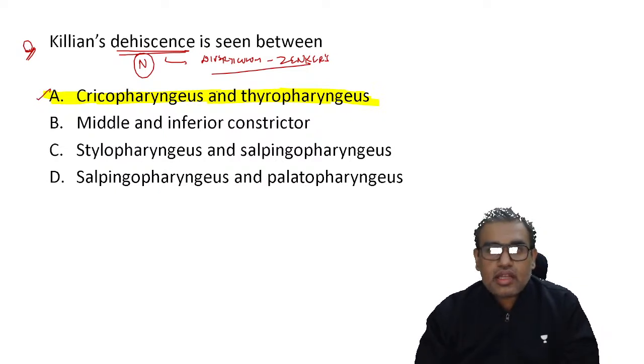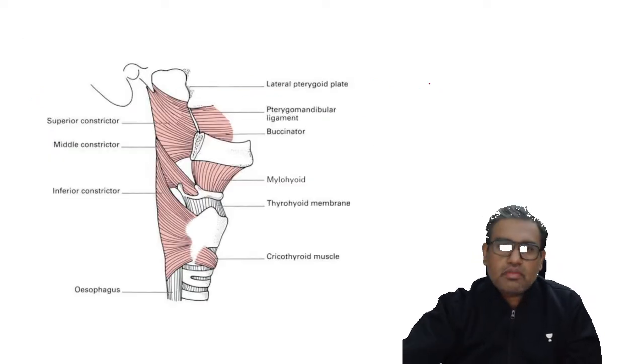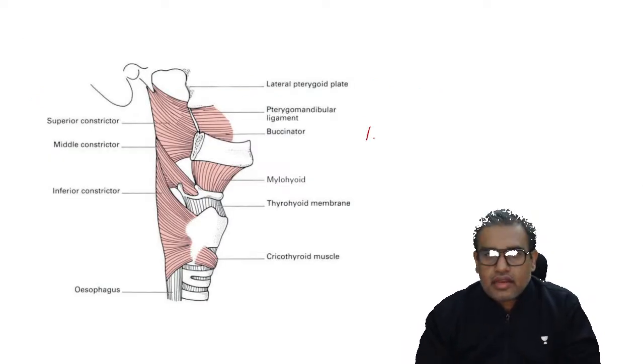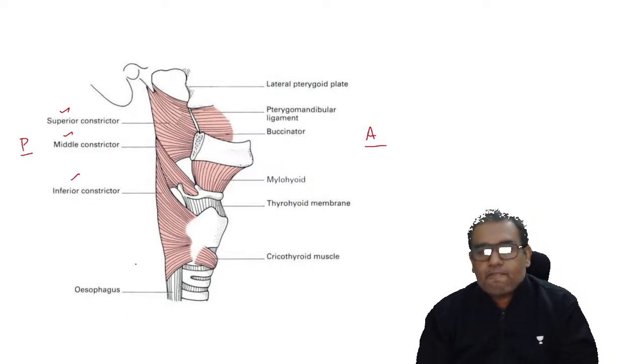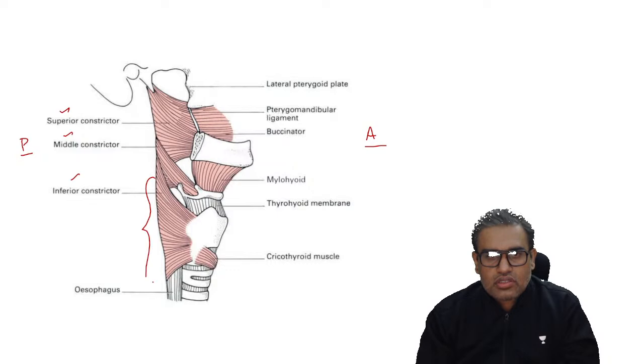Answer is between cricopharyngeus and thyropharyngeus. Both are parts of the inferior constrictor. An image might help us. That is anterior, that is posterior; superior, middle, inferior constrictor. As you can see, this inferior constrictor is attached to both thyroid and cricoid cartilage.